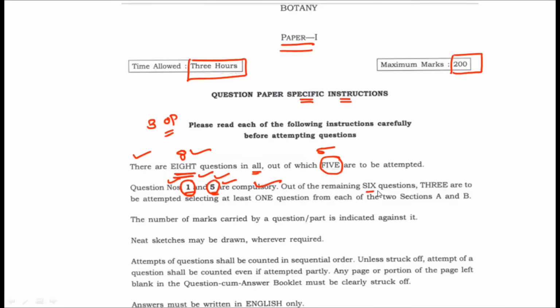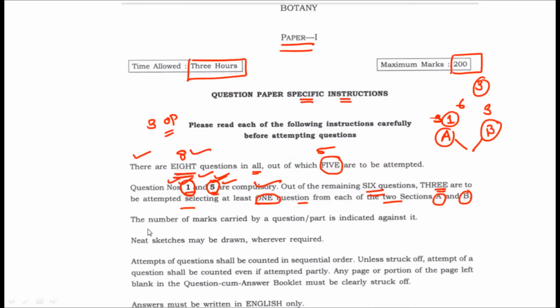Out of the remaining 6 questions, 3 are to be attempted, selecting at least one question from each of the 2 sections, that is section A and section B. Now this paper is divided into section A and section B, with 3 questions from section A and 3 from section B. You attempt 3 questions out of these 6 questions, but at least one question should come from each section, that is A and B.